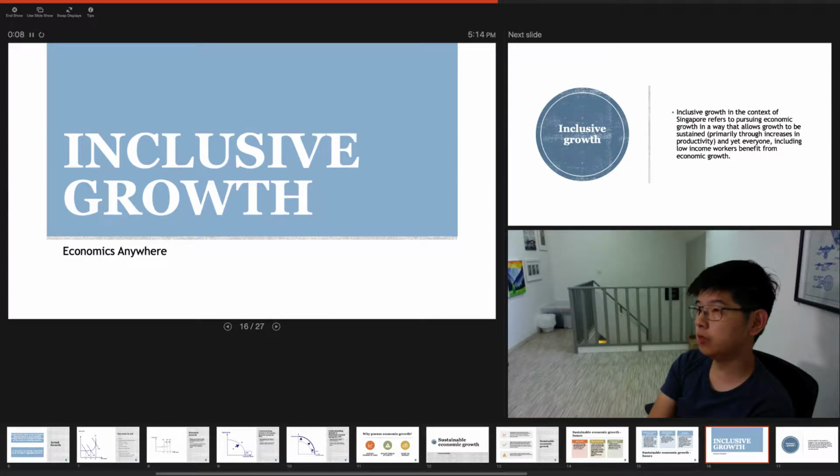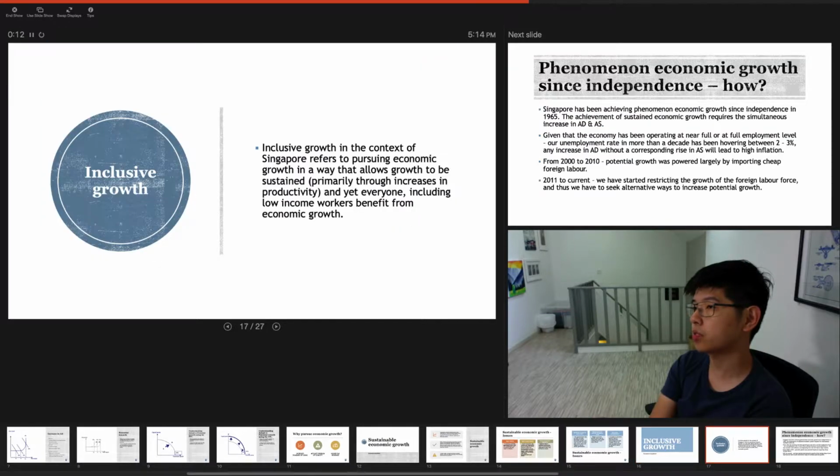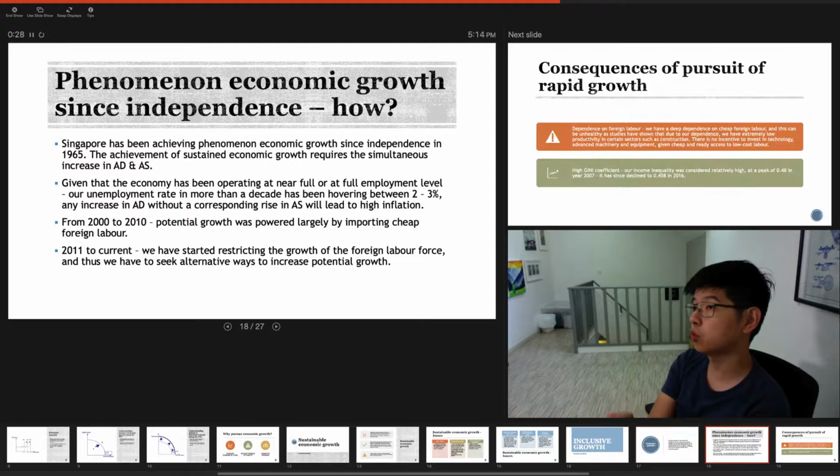In your A-levels economics curriculum, we are looking at inclusive growth only specific to the context of Singapore. And inclusive growth in the context of Singapore refers to that we want to pursue economic growth that allows our growth to be sustained, usually through increase in productivity, but yet everyone, including low-income workers in Singapore, also benefit from the fruits of such economic growth.